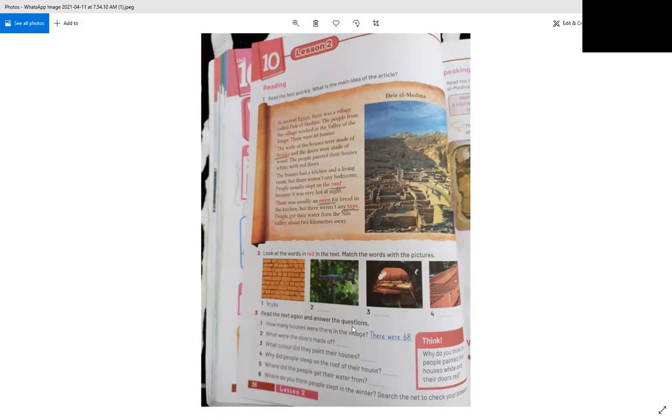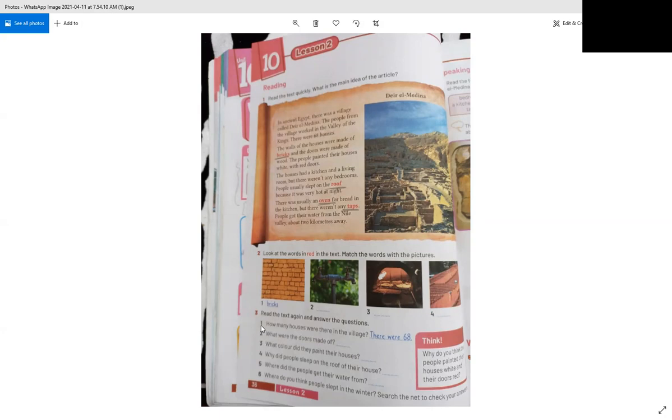Now these are bricks. And this is the tap. It's an object to get water from. And this is an oven. It's where we bake bread and cakes and so on. And this is the roof.